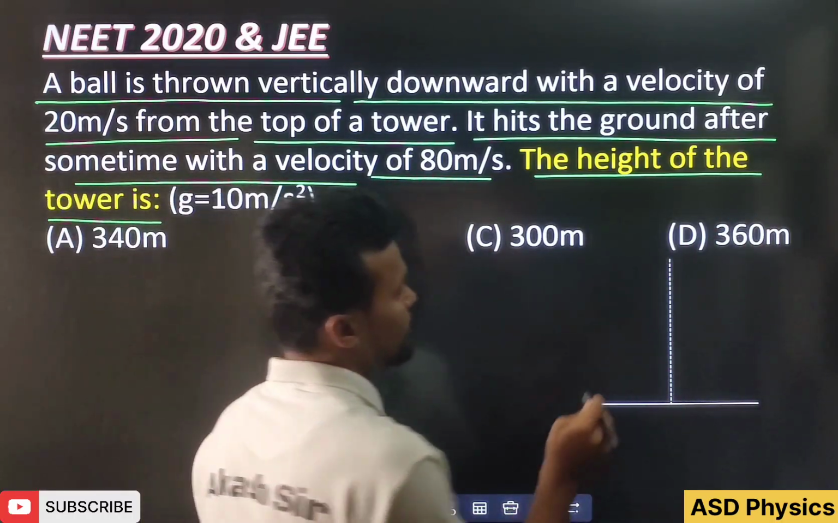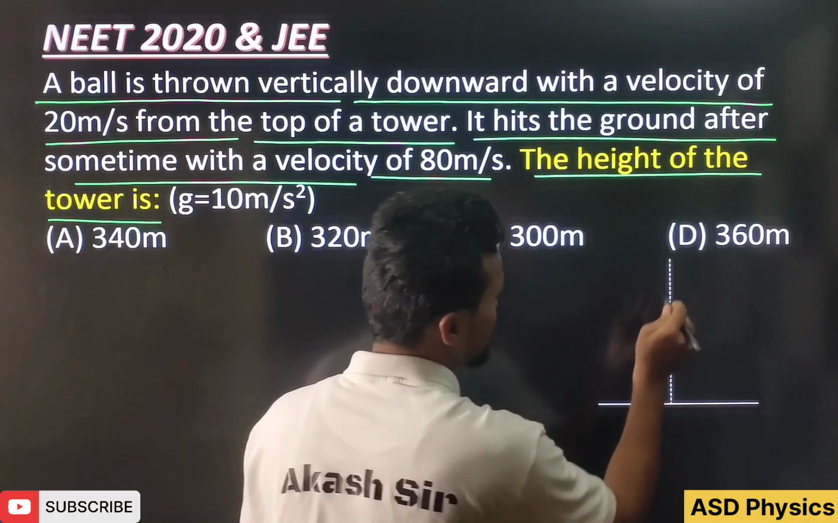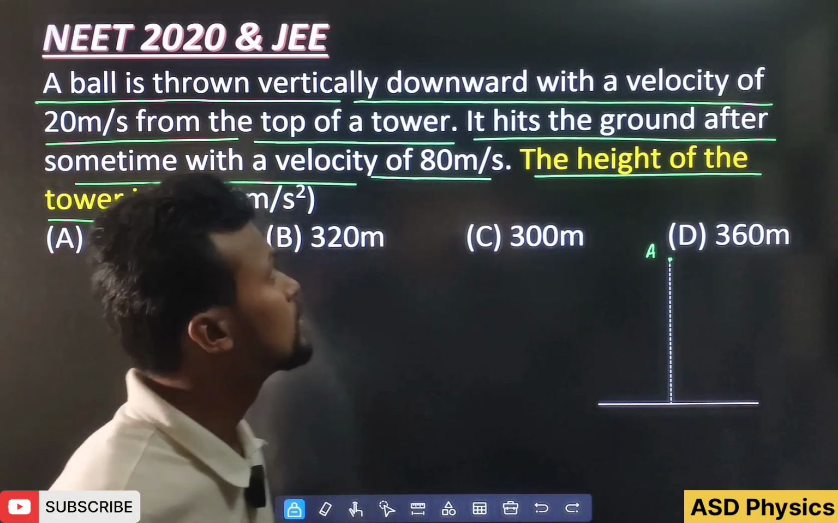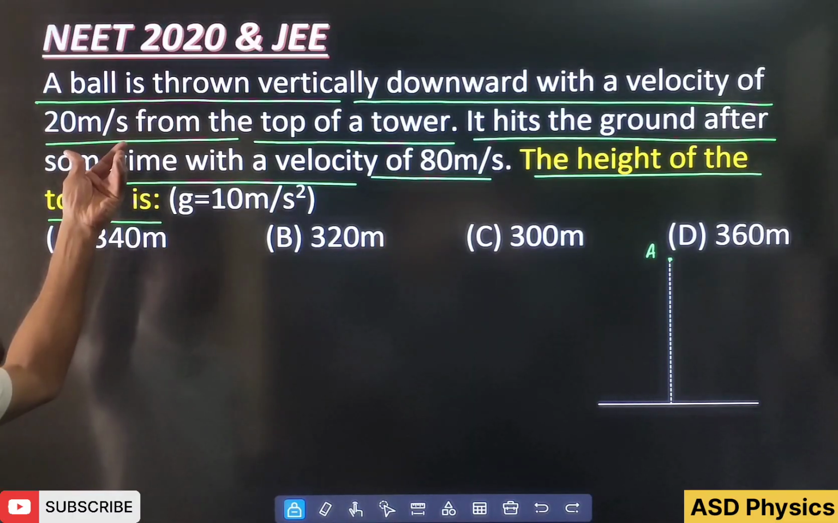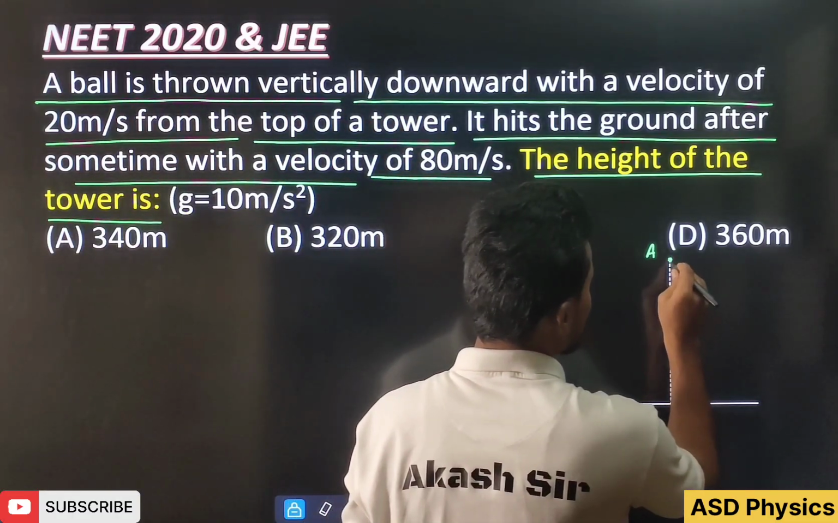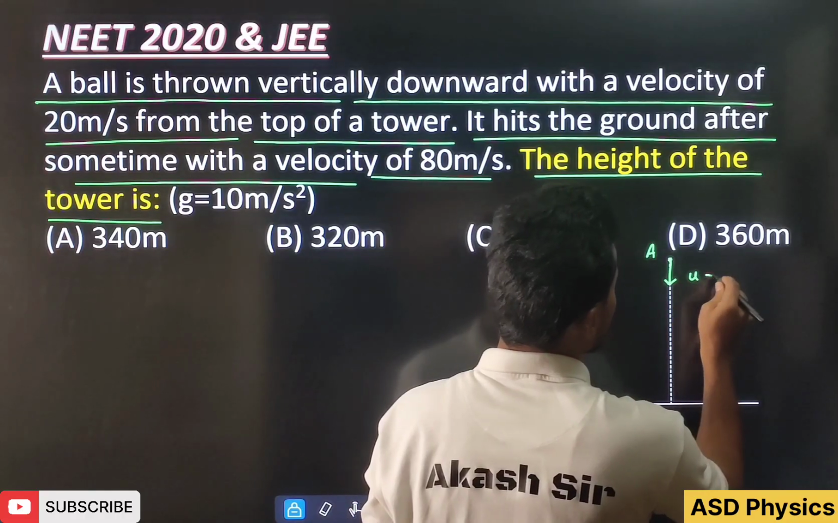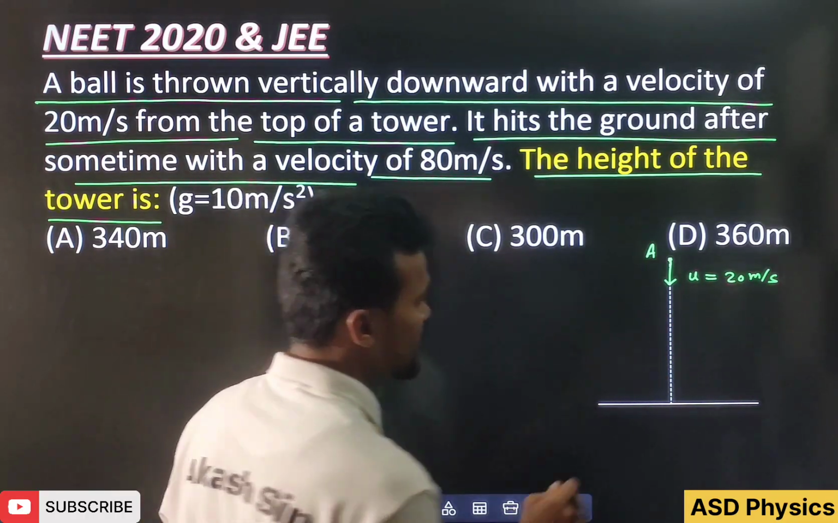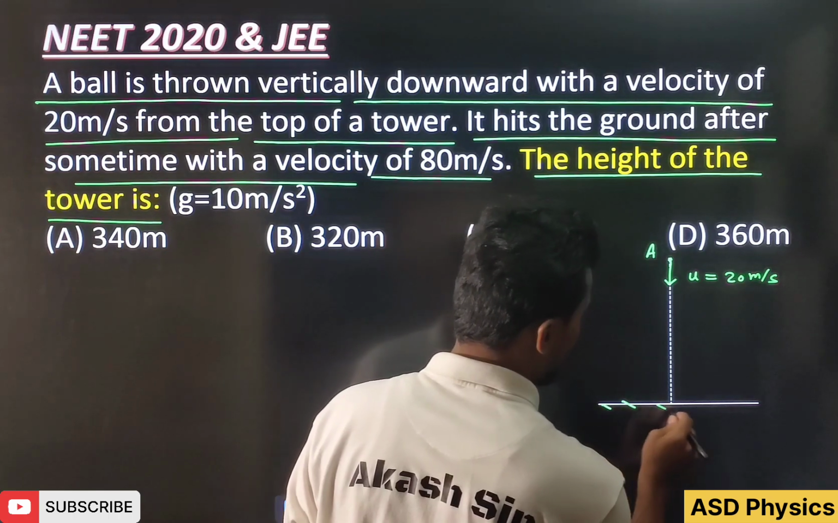Okay, so remember that here, let's take this as the tower, and from the point A we are going to throw the ball. In which direction? Downward direction. With how much velocity? 20 meter per second. Okay, so we are throwing downward with a velocity of 20 meter per second. And when it hits the ground, let's take this as the ground.